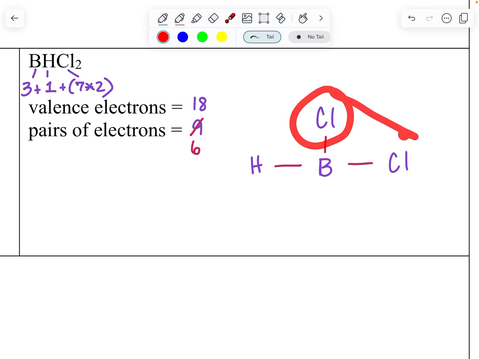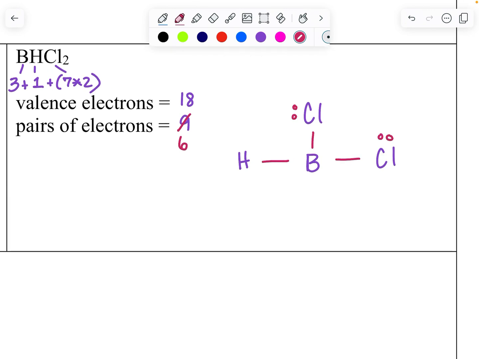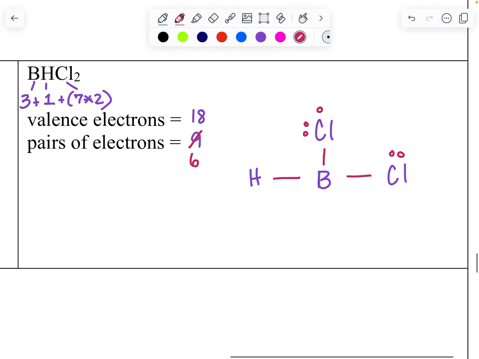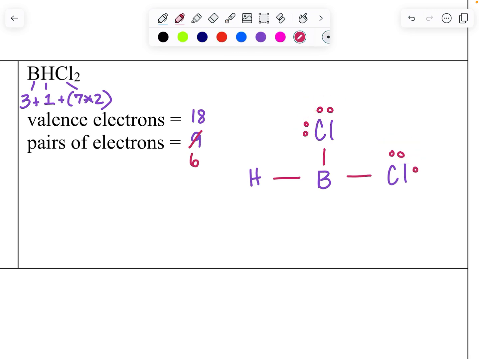My chlorines, however, need extra electrons. They only have 2 right now. And so watch what I do here. I'm going to give electron pairs to these chlorines. And I like to bounce back and forth. So far I've used 1 pair, 2 pairs, 3 pairs. So I'm going to keep counting. 4, 5, 6 pairs of electrons have been assigned. So 0 pairs of electrons remain.